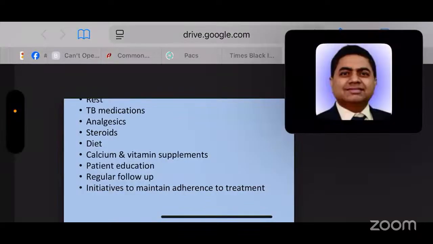Diet is very important: a protein-rich diet, a diet which is not loading the liver, because the liver is already under stress because of the anti-tubercular regime. These are to be taken care of. Calcium and vitamin-rich supplements should be added, and most importantly, the patient and the family members should be educated.